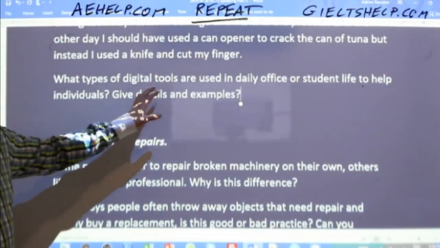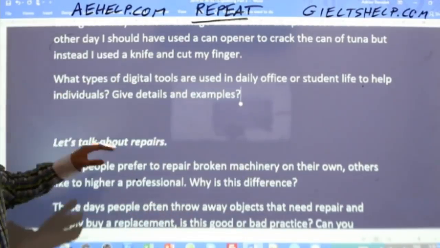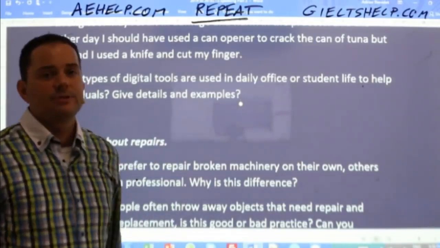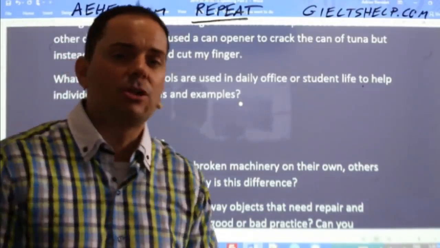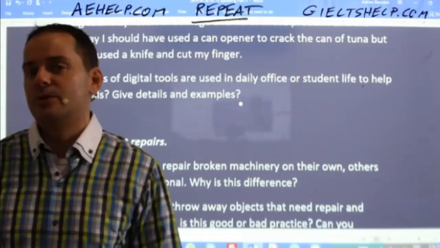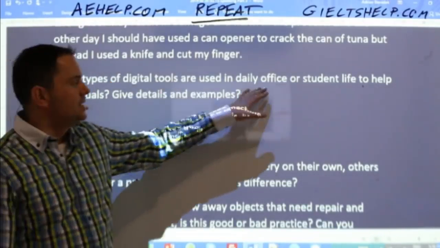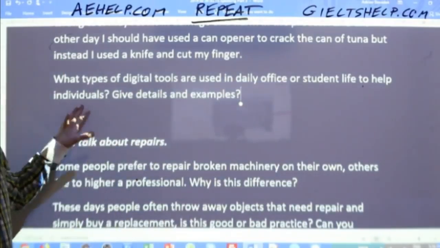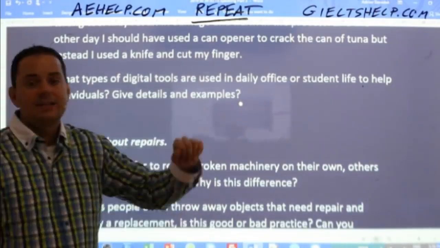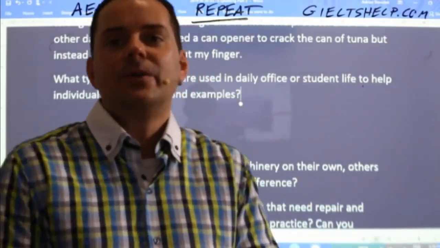What types of digital tools are used in daily office or student life to help individuals? Give details and examples. Okay, this is a little bit closer to home. We're talking about computers, smartphones, tablets. Okay, let's see what you come up with.